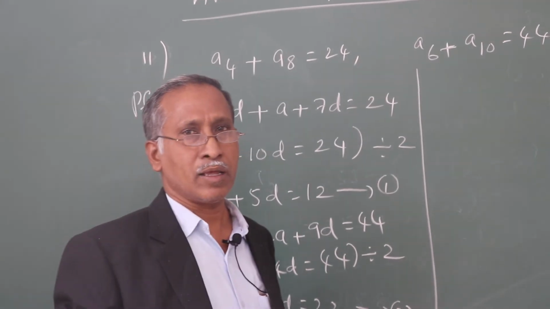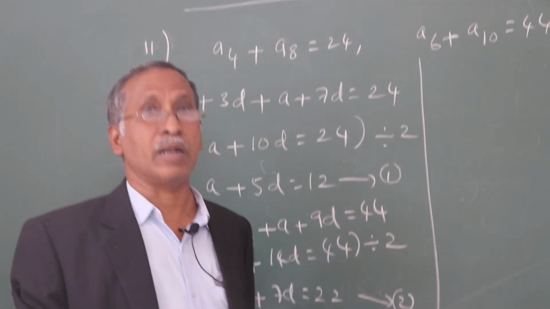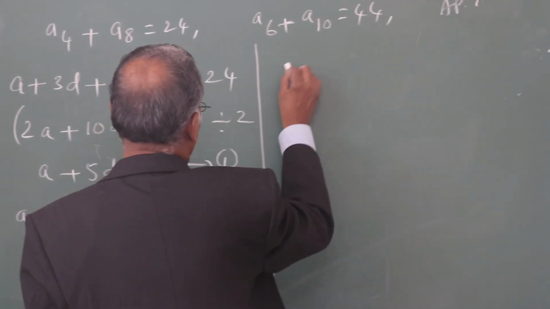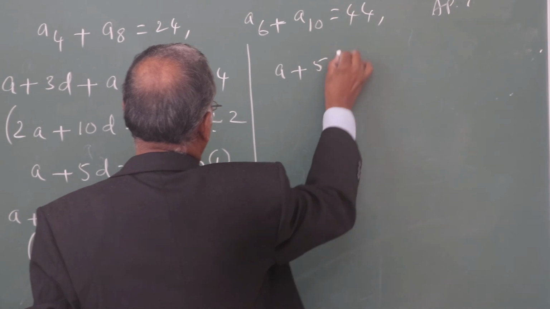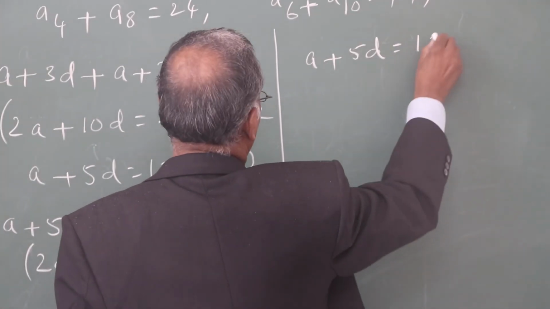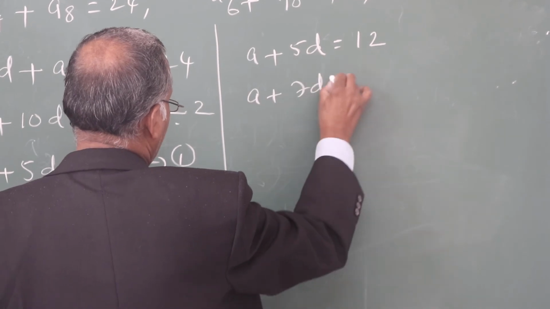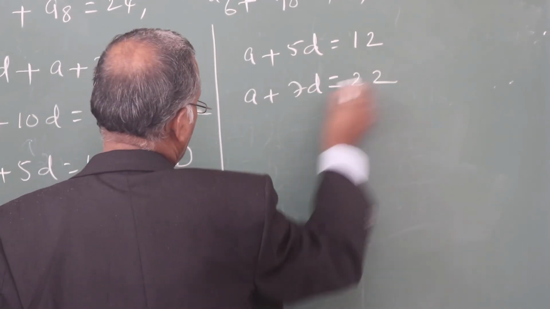Substitution method, elimination method and cross multiplication method. Let us go with any one of these three methods. A plus 5d is equal to 12. A plus 7d is equal to 22.